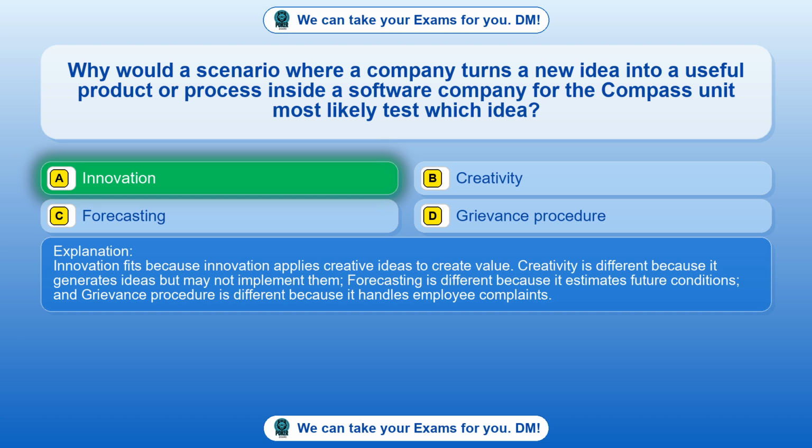Innovation fits because innovation applies creative ideas to create value. Creativity is different because it generates ideas but may not implement them. Forecasting is different because it estimates future conditions. And grievance procedure is different because it handles employee complaints.